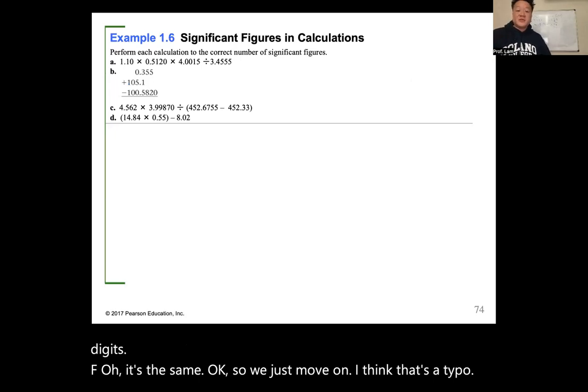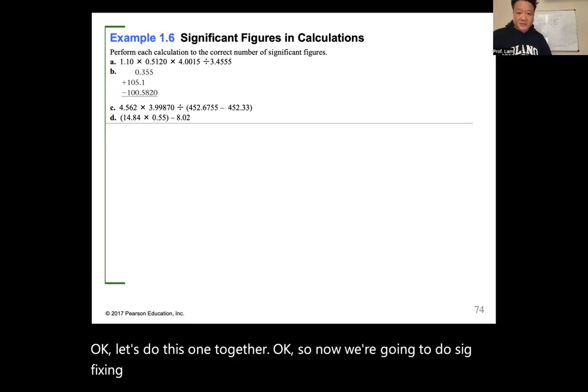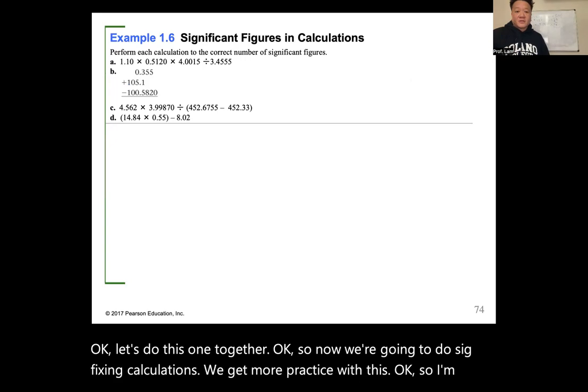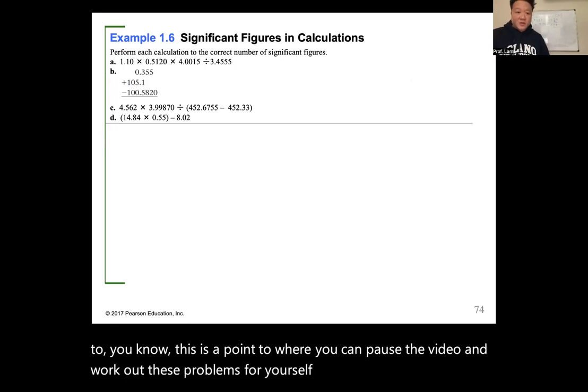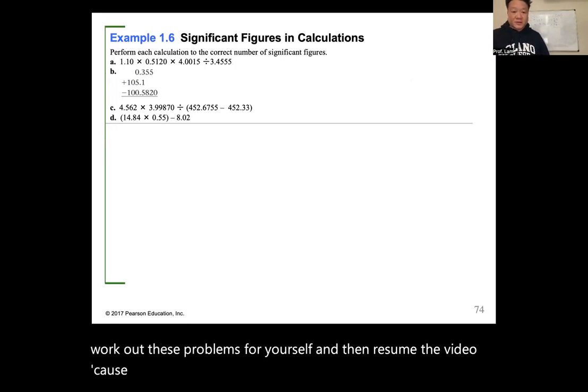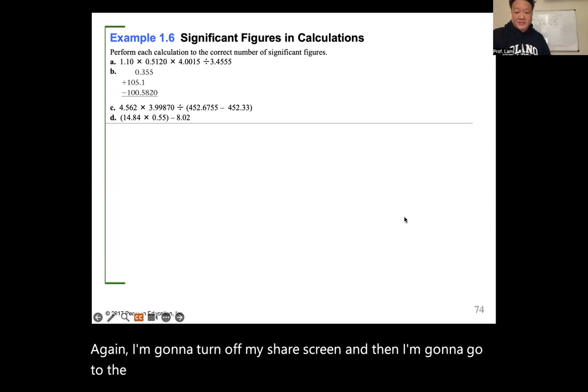Okay, let's do this one together. Now we're going to do sig figs and calculations. We get more practice with this. This is a point where you can pause the video and work out these problems for yourself, and then resume the video, because I'm going to work out these problems for you right now. Again, I'm going to turn off my share screen, and then go to the board so you guys can see this better.